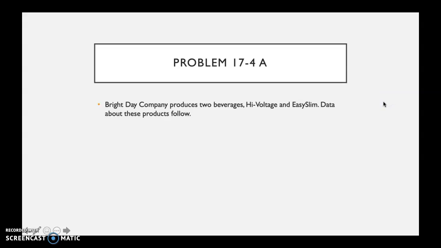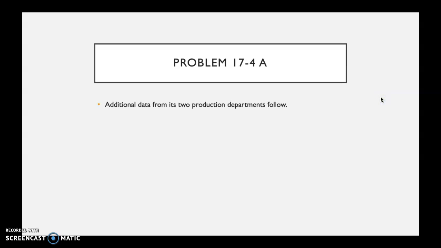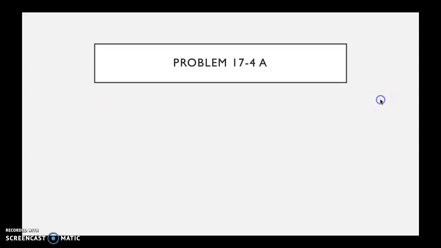This problem says Bright Day Company produces two beverages, High Voltage and Easy Slim. Data about the products follows. So it gives us a bunch of numbers here for both products, and then there is additional data from its two production departments, the mixing and bottling departments.